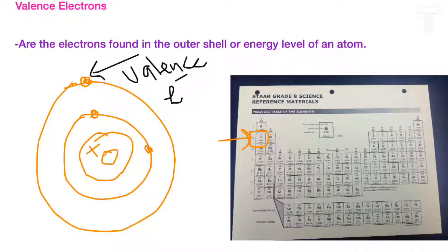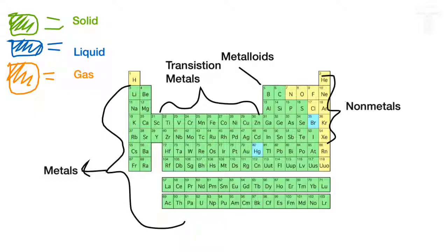You know how many valence electrons there are in each element because of its group number. So since lithium's in group 1, it has 1 valence electron. Since boron right here is in group 3, it has 3 valence electrons. So here's some more. On this example, if it's green, that means the element is solid. If it's blue, it's a liquid. And if it's yellow, it's a gas.